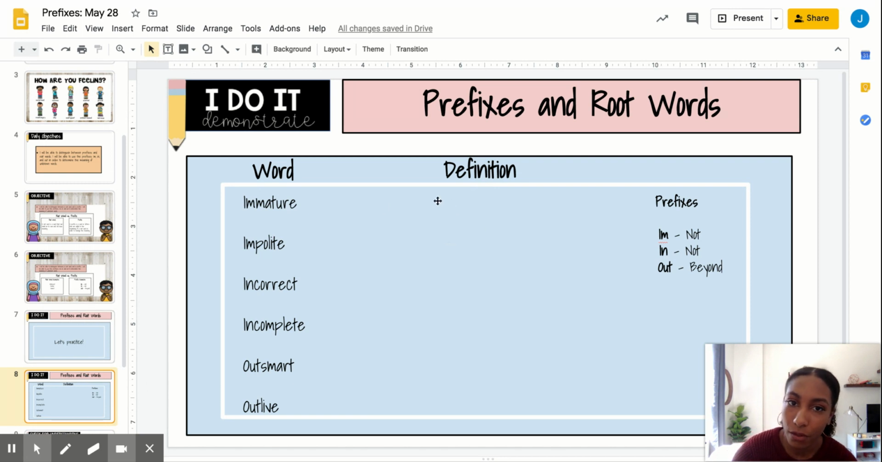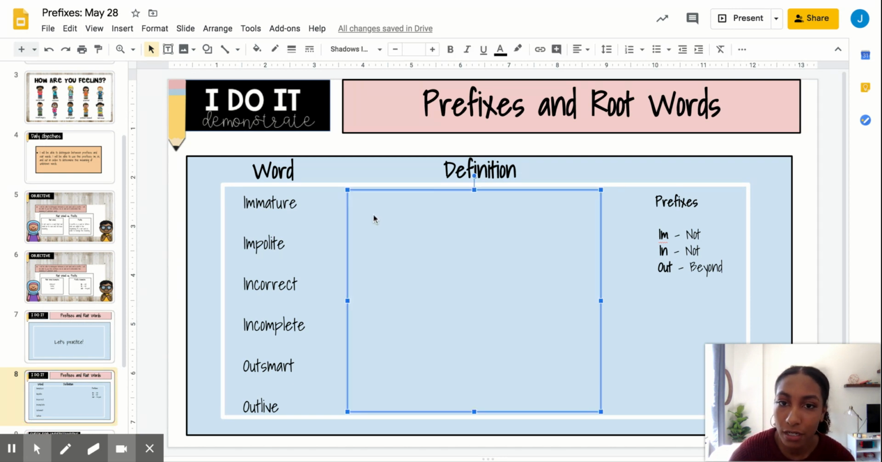Let's go over what we're seeing on this page first. Again, like yesterday and on Monday, we have our prefixes up here at the top for your reference. So you can go back and think, how does this word change? Let me look at the prefix so I can figure it out. And these are the words that we're going to be giving the definition of.